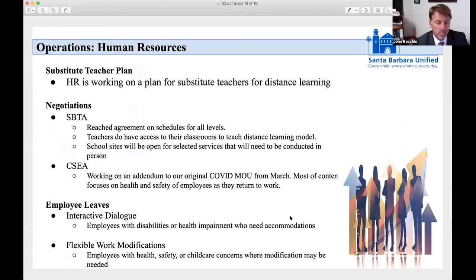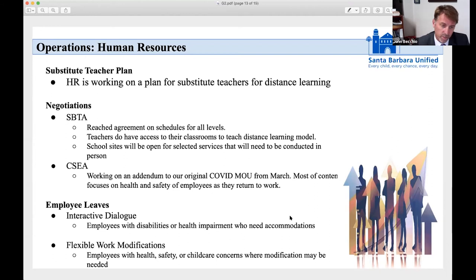One is a substitute plan. As soon as we realized we were going to full distance learning, we really needed to make a pivot around how we were going to deal with teachers that were absent, and a substitute teacher plan. In short, we're in the process of hiring two long-term substitutes for each school site. They'll be dedicated to those sites for the first semester. They would be trained and issued devices. And so the challenge right now is hiring around 40 subs to serve that purpose.